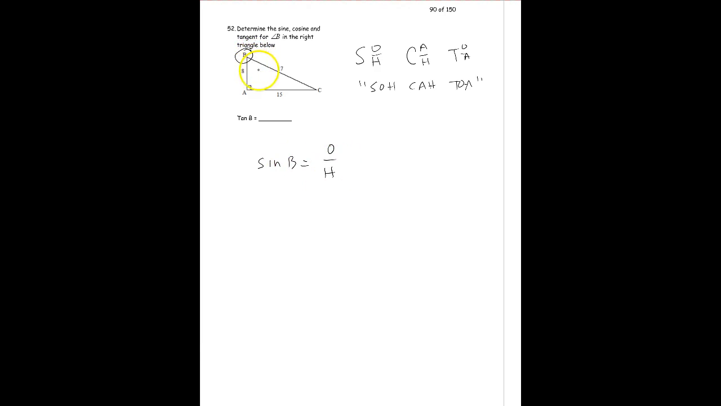So the side opposite angle B is 15, and the hypotenuse of this right triangle is 17. Cosine of B is going to be adjacent over hypotenuse. The adjacent side to angle B here is 8, the adjacent leg I should say, because the hypotenuse is also adjacent, but it's not a leg. So the cosine is 8 over 17, and tangent of angle B is going to be opposite over adjacent. Opposite is 15, adjacent is 8, so that answer will be 15 over 8.